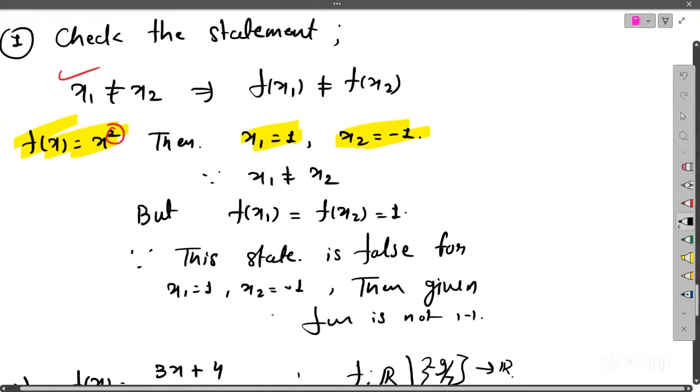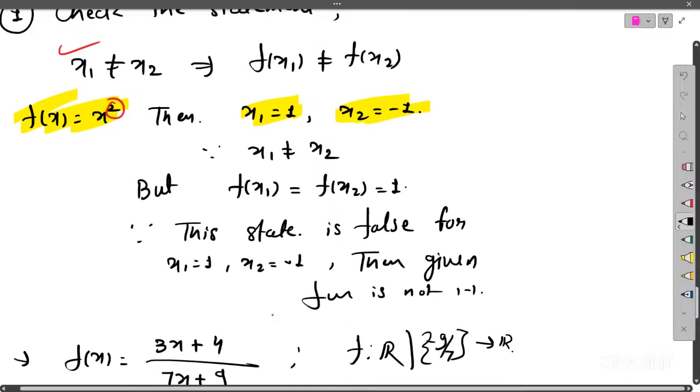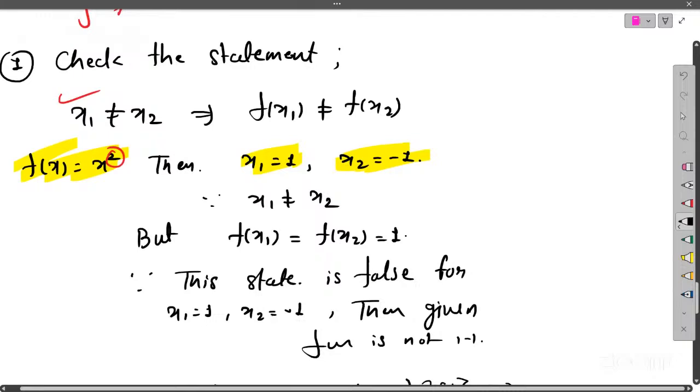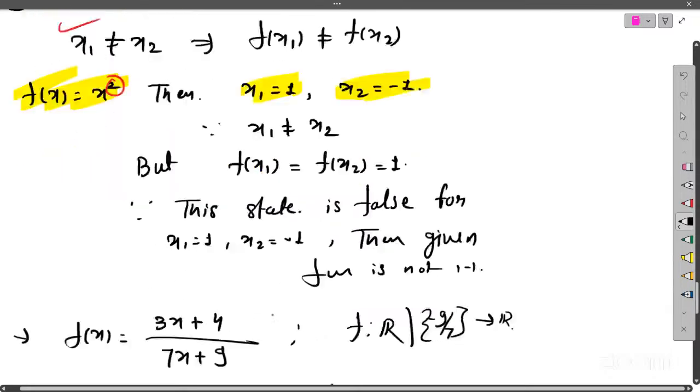Ma'am, the question is going to be very long. Yeah, but it depends from question to question. See, in some questions you can find the values of x1 and x2 immediately. Ma'am, when doing cross multiplication and finding the injectivity, that's good, it takes a very short time. Yeah, it's okay. You can do it in any way.